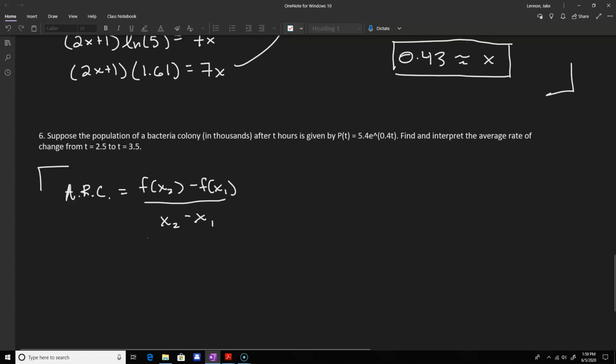So the first thing we need to do is find both of the y values, so p of 3.5 and also p of 2.5. So we're plugging them into the exponential function that's given there. 5.4 times e to the 0.4 times 3.5. So we want to find this value. And same for 2.5.